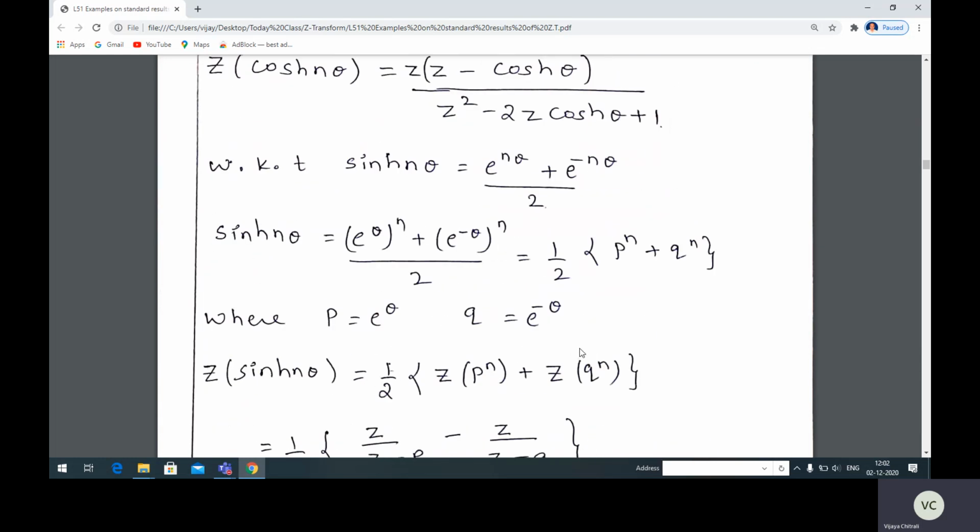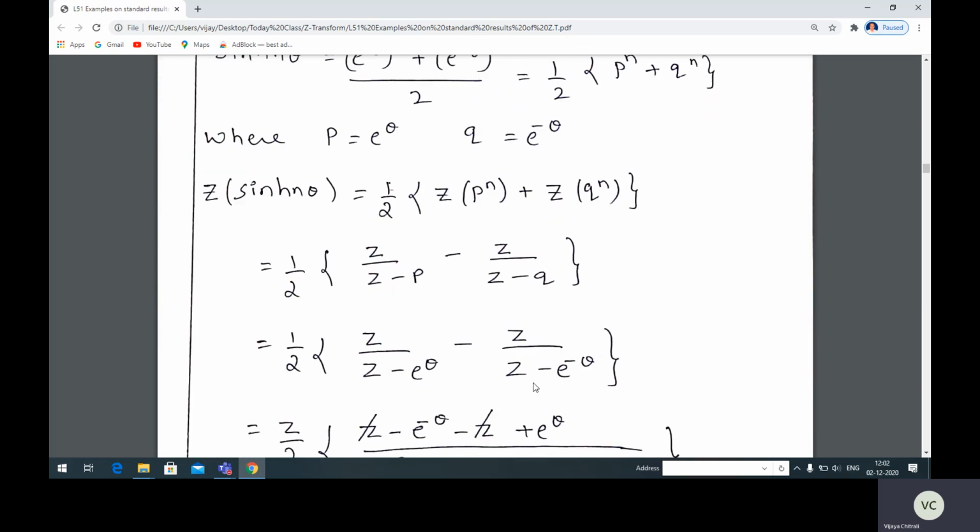Right. Similarly, we know that sine hyperbolic n theta is equal to e raised to n theta minus e raised to minus n theta divided by 2. So again, sine hyperbolic n theta is equal to e raised to theta raised to n minus e raised to minus theta raised to n divided by 2. So this is equal to 1 by 2 p raised to n minus q raised to n, where p is e raised to theta, q is e raised to minus theta. So here in place of plus it is supposed to be minus. Please do correction, right? So z transform of sine hyperbolic n theta is equal to 1 by 2 z transform of p raised to n minus z transform of q raised to n.